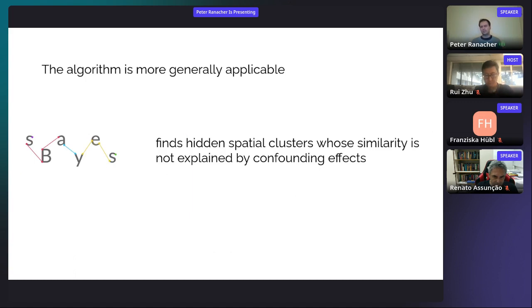Now, in this presentation, I would like to introduce the idea of S-space and the idea of finding hidden spatial clusters whose similarity is not explained by confounding effects to a more geographical audience. Because I think the idea of having similarities in a set of spatial data where we actually know the origin, and wanting to exclude those similarities for clustering, applies to several different fields in geography and in spatial data analysis. And I will give you three examples now.